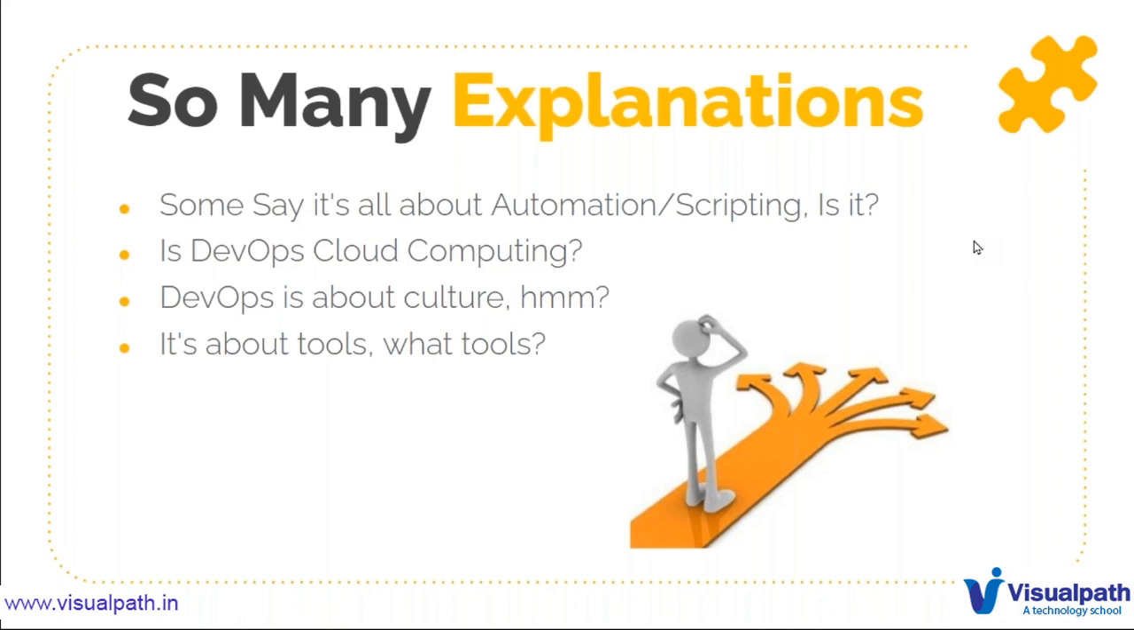Then it could be about cloud computing. Some people say they're using Azure DevOps or AWS DevOps, or they're just using cloud computing and say they're doing DevOps. It's not like that, and we'll get to know how and why. DevOps is about culture. Partially that's true, but then why are we learning so many tools? This is a totally hands-on course. If it were just about culture, it would be just learning principles and management. Then it could be about tools. People say if I'm using Ansible or Jenkins, we are doing DevOps. Well, there are so many tools, and this is culture. So really, these are different areas people are talking about.